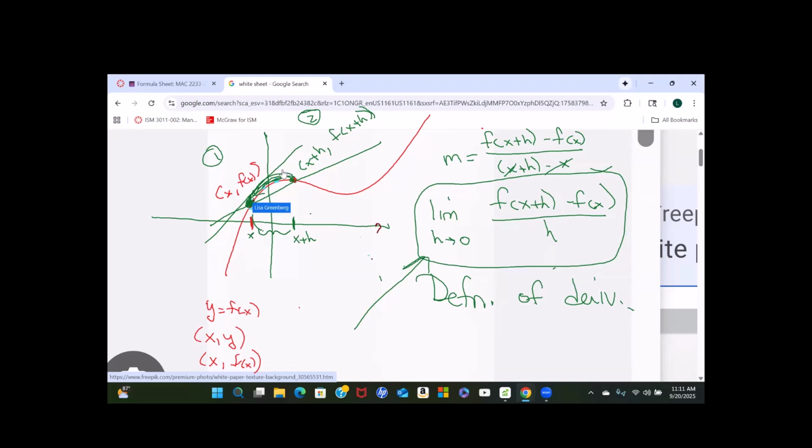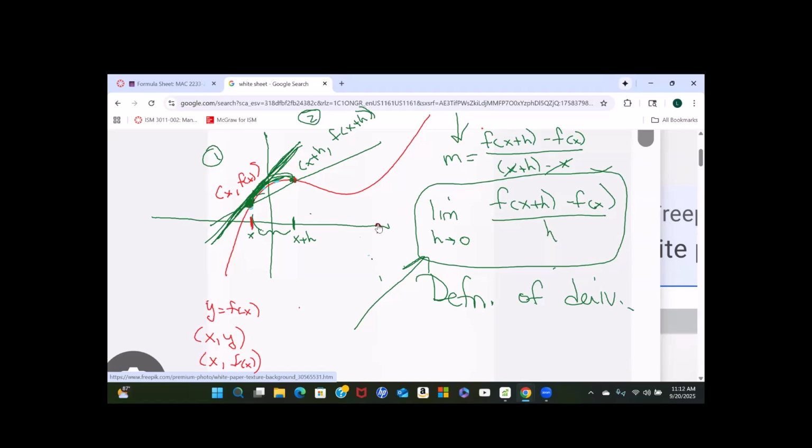h is going to get so small, it's going to be 0, and we're going to get to that line, and we're going to get the slope of the line that's tangent to the curve at that point, because we started off with the slope, didn't we? Yeah. And all we did to get from m to the next line is put in the fact that I want h to be as small as possible, because I want it to be like 1 point, right?